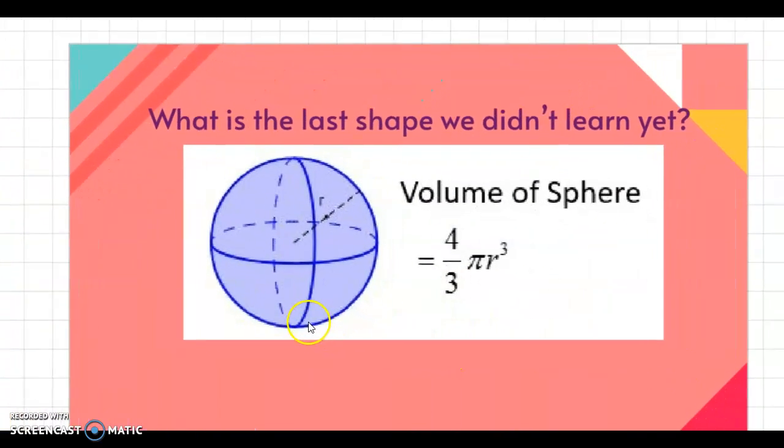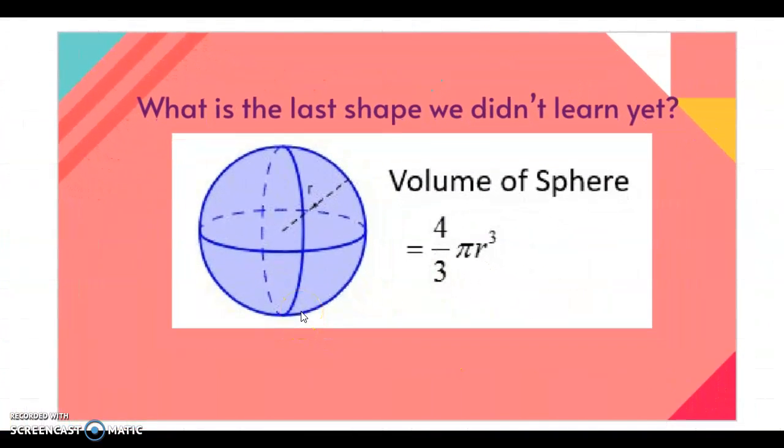So the sphere formula is pretty cool. It is 4 divided by 3 pi r cubed. Now make sure that you write cubed for our r. So on your paper, 4/3 pi r cubed. There's no height for this shape. So we're actually going to use this formula to solve some spheres.